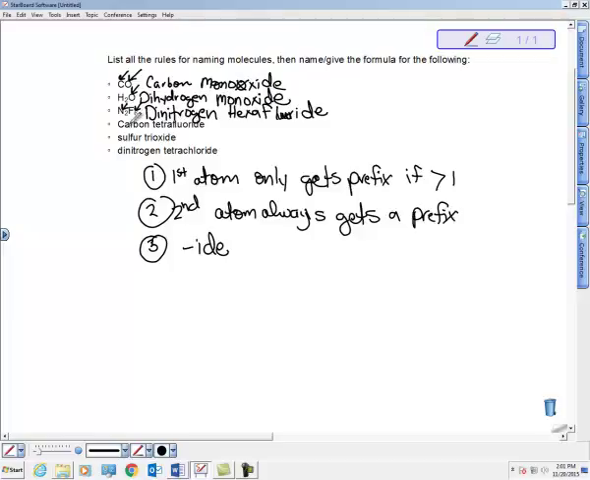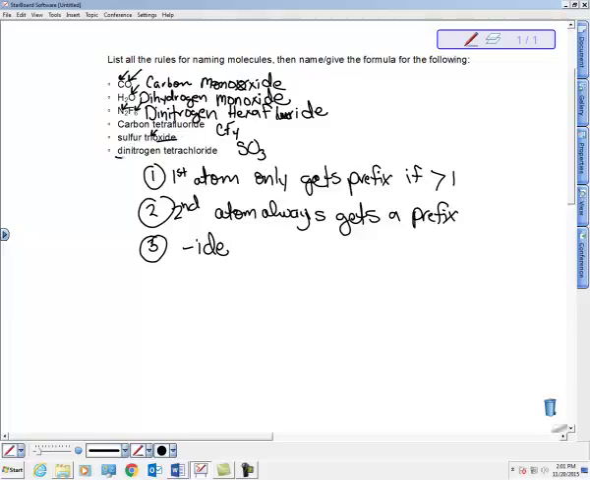There's no prefix on the carbon, that means that there's only one, but there is a prefix of tetra. Try to remember what those prefixes are. Tetra means 4, so that means that there's 4 fluorines. Sulfur trioxide, again, there's no prefix on the sulfur, so that means there's only one, but there is a prefix of tri on this oxide. Tri is 3, so that'd be SO3.